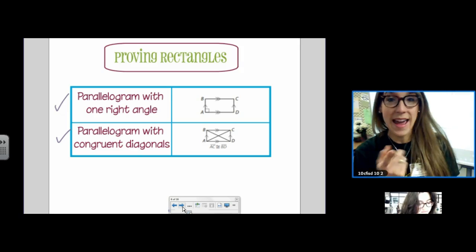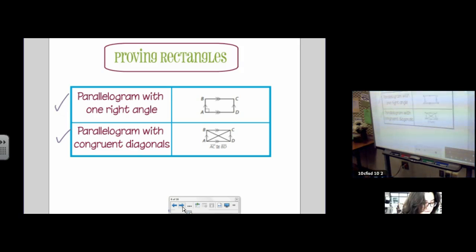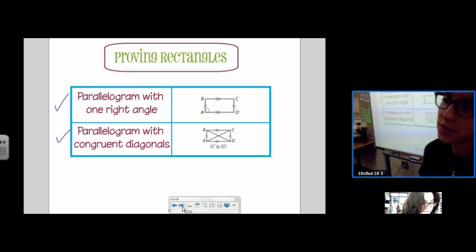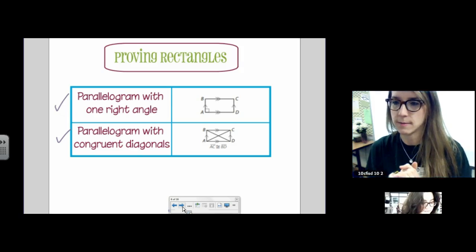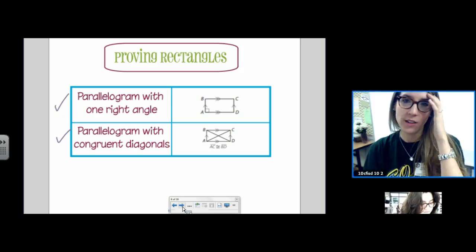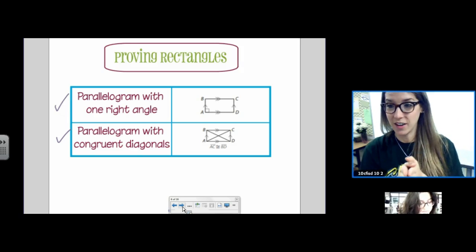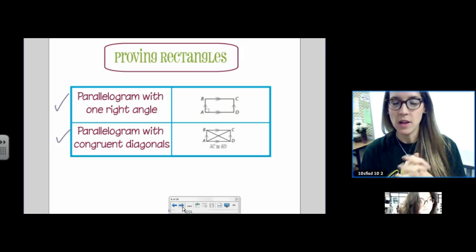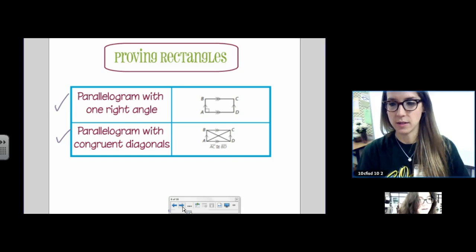We went over why in the warm-up today. Done talking about that. And you would have to show that the diagonals are congruent to each other. Yes, you would have to know the length of both of the diagonals. What word do both of those phrases start with? Parallelogram. That means they have to be a parallelogram to start with. So parallelogram with one right angle, parallelogram with congruent diagonals.